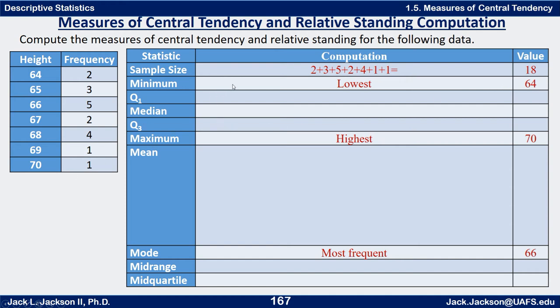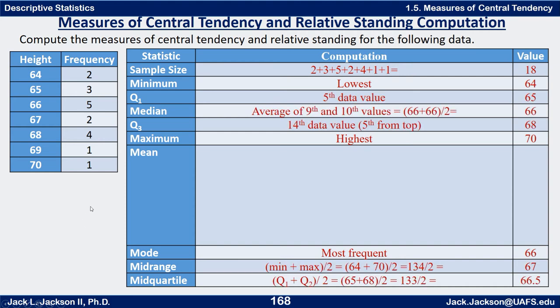Now, with just the minimum and maximum, we should be able to get the mid-quartile, or let's say the mid-range, pretty easily. And we could go ahead and compute the quartiles as well. All right, now let's think about this. First of all, let's just do the mid-range. The mid-range is the minimum plus the maximum divided by 2. So that's 64 plus 70 divided by 2, which is 67.